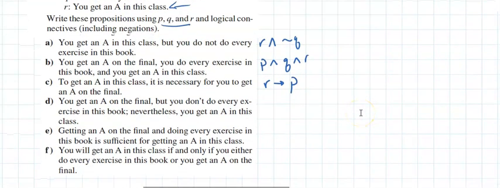D, you get an A on the final exam. An A on the final is P. But you do not do every exercise in the book, so it's an AND and the negation of exercise. Exercise, I believe, was Q. Nevertheless, you get an A in the class, so it's an AND as well. An A in the class is R.